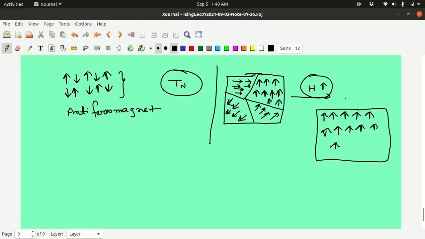So, alignment of domains: when a ferromagnetic material is exposed to an external magnetic field, you can see in this picture that these domains are unaligned, and as the magnetic field is applied, you can see the domains are aligned with the direction of the magnetic field.